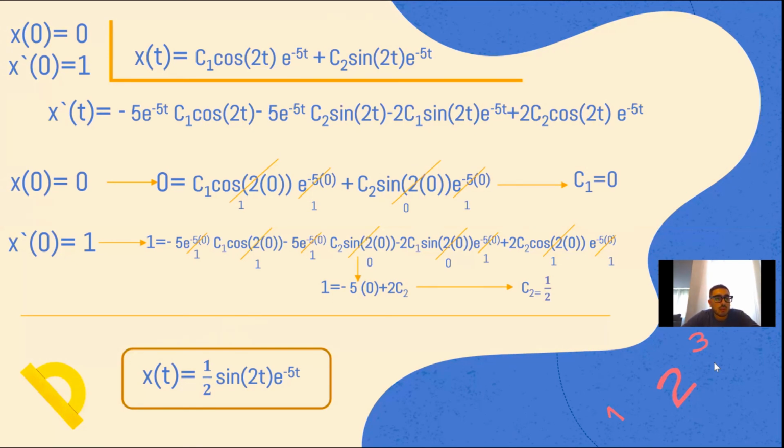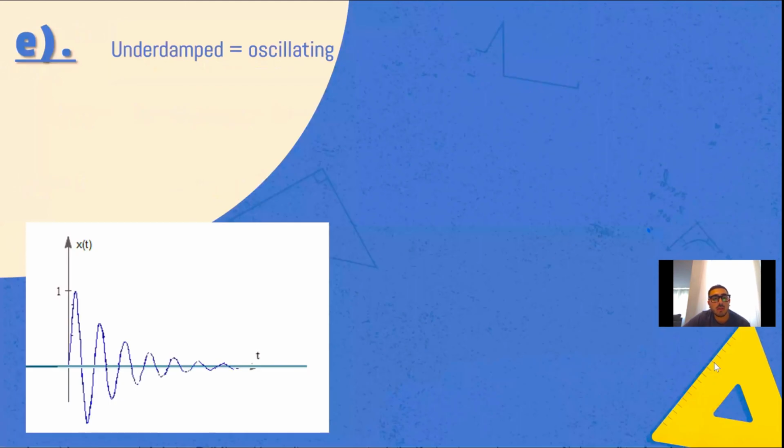So for the x prime, we also plug that into that long equation. A lot of things get canceled out because e to the 0 is 1, cosine of 0 is 1, sine of 0 is 0. So we're left with 1 equals negative 5 times 0 plus 2c2. Since we got c1 equaling 0, we can easily say that c2 is 1/2. So it helps us with the general solution of x of t is 1/2 sine 2t e to the negative 5t. And E asked us to graph it.